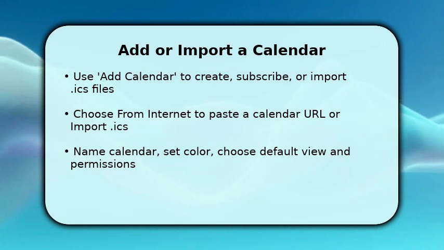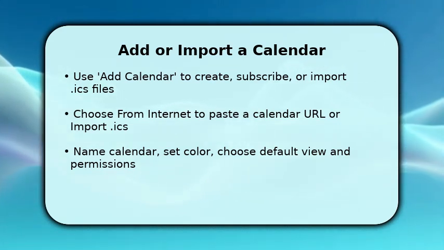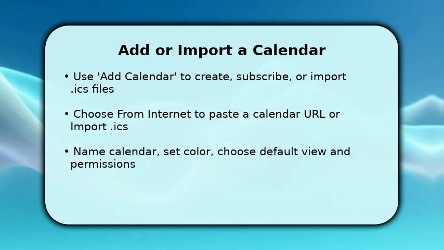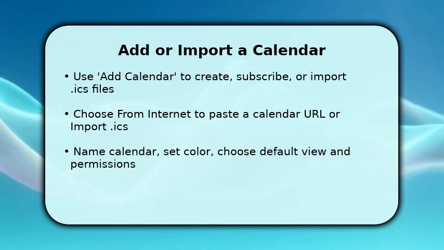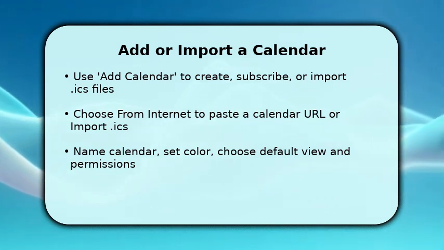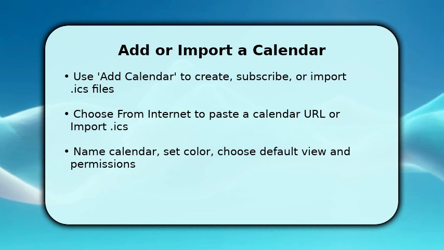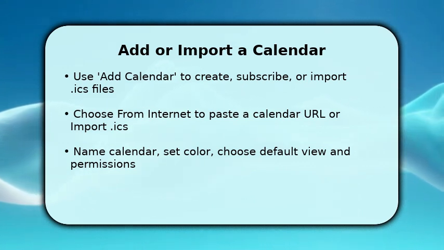Now add the calendar itself. Click Add Calendar and choose whether to create a blank calendar, subscribe via URL, or import an AIX file. If you paste a calendar URL, you'll subscribe and receive updates, while importing an AIX copies events without updates. Name the calendar, pick a color for quick scanning, and adjust permissions if sharing.